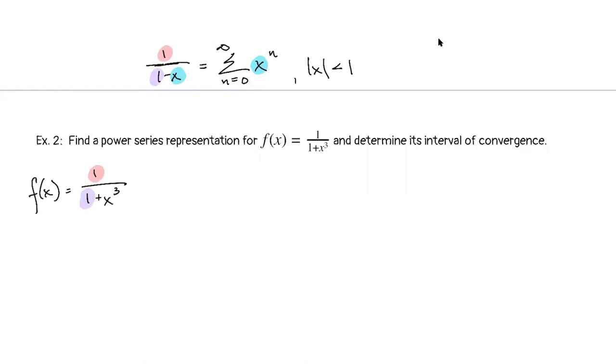So how can I write this expression as 1 over 1 minus something? What does that something become? Negative x cubed. I was thinking minus x and then distributing that to negative x squared, but never mind.